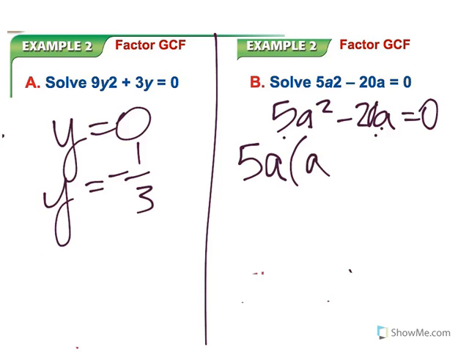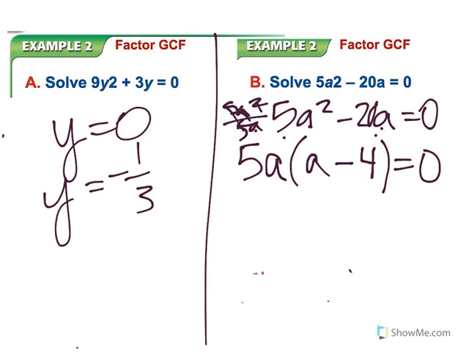And you can think of this as if I take 5a squared and divide it by 5a, I'm only left with 1a. So that's how I'm getting my factors. Minus, well, 20 divided by 5 is 4, so we're left with 4. And a divided by a is just 1, so it's just a minus 4 is equal to 0.